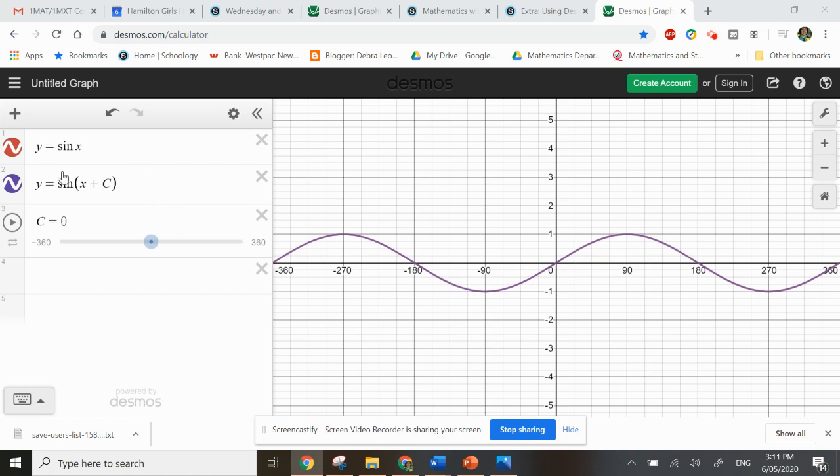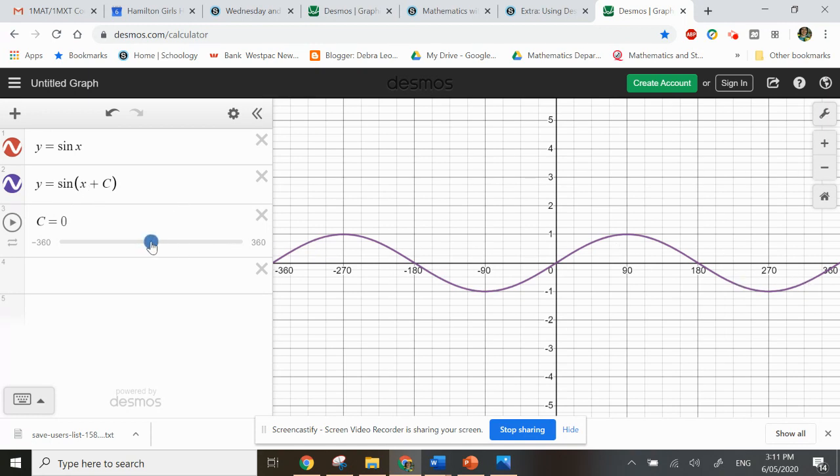We're going to look at trig graphs and see what C does. C in this case is going to be moving it to the left and to the right. So I'm just going to turn that one off there. You can see the sine curve, and I'm just going to leave it sitting there, and I'm going to do this one here. Now, when C is 0, we have exactly the same as the sine curve because it'd be sine of x, and you can see that there, same curve.